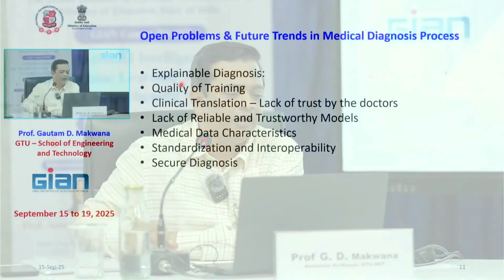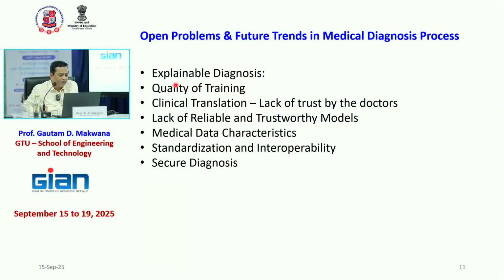So if you want to build trust in your AI model, one of the issues is explainable diagnosis, quality of the training, clinical translation, lack of trust by the doctor, lack of a reliable and trustworthy model, medical data characteristics, standardization and interoperability, and secure diagnosis. So these are the current issues from the medical point of view.